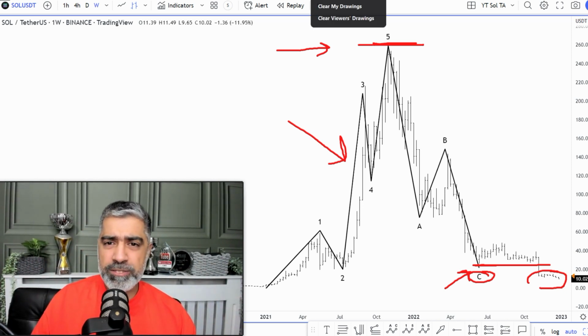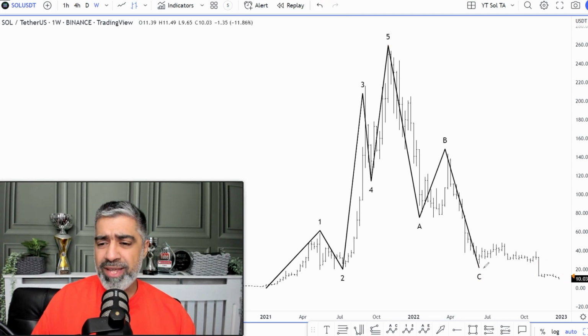So when we're looking at this, what we want to be aware of is that this is no longer a wave C, and it's likely the wave C is going to end somewhere down here. And there's a deep correction.